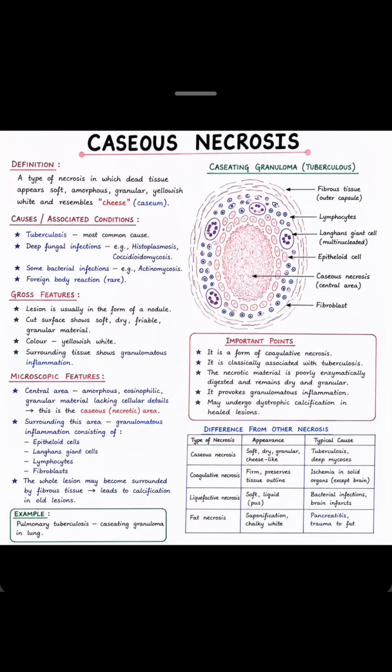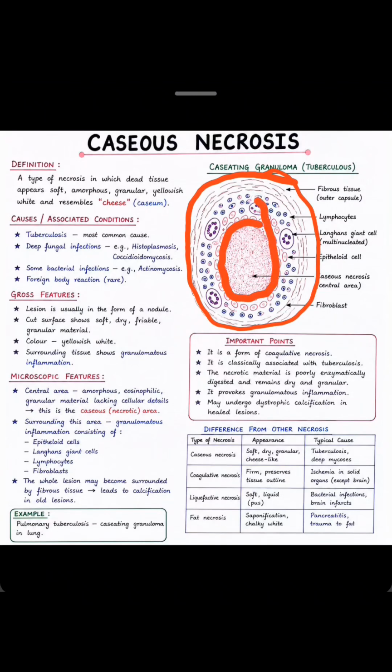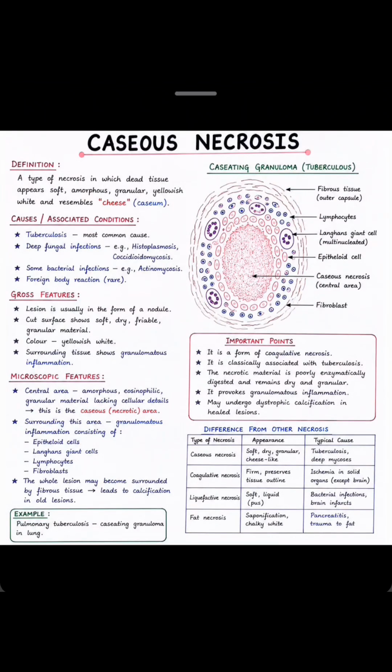So when you come into the visual analysis and the important points of caseous necrosis, take a look at the excellent caseating granuloma. You can see the central piece, pink cheese-like necrosis, encircled by epithelioid cells and giant cells, all wrapped up in a fibrous tissue capsule with lymphocytes.